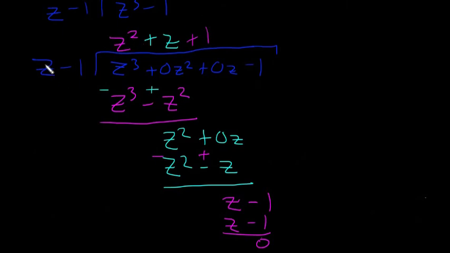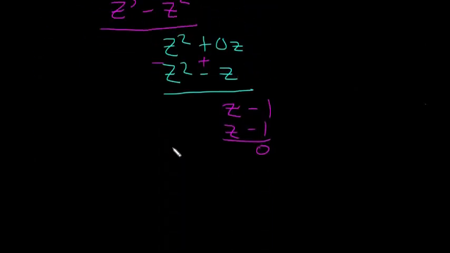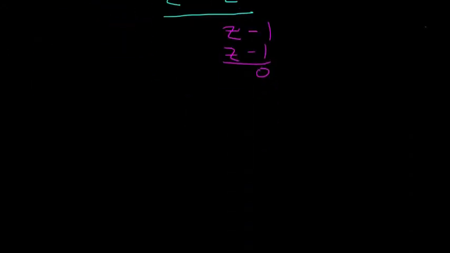Okay, so this is one of the factors of z cubed minus 1, and this is the other factor. Technically this is two factors because there are two factors in this. So we're going to basically work that bit out next. So we have z squared plus z plus 1. Okay, so now the next step is to do this.